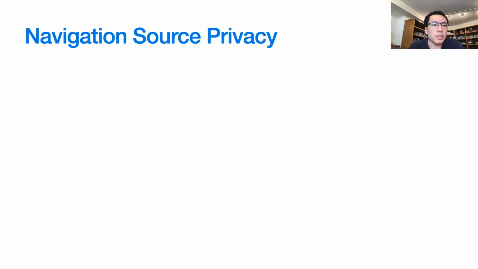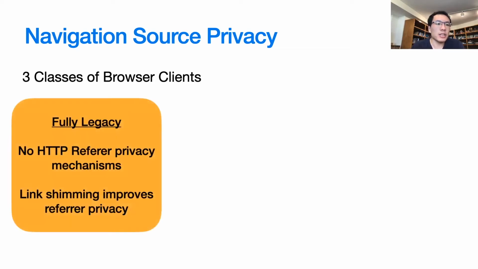As I mentioned, modern browsers offer a couple different mechanisms for protecting the HTTP referrer, which can be used to achieve navigation source privacy. Now, these mechanisms were designed and deployed at different periods, and as a result, there are 3 different classes of browser clients out there. The first are these fully legacy clients that don't support any of the referrer privacy mechanisms, and as a result, link shimming is needed to improve referrer privacy.